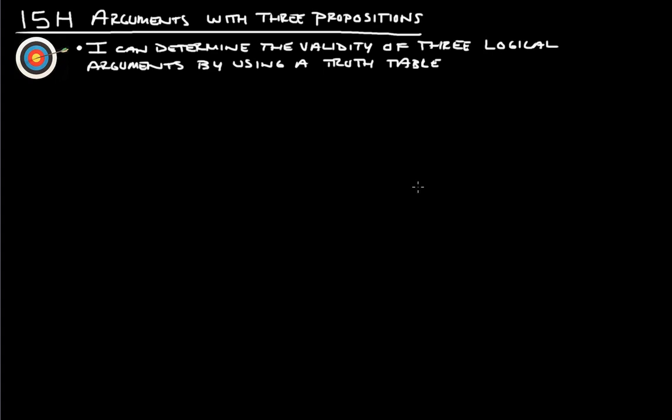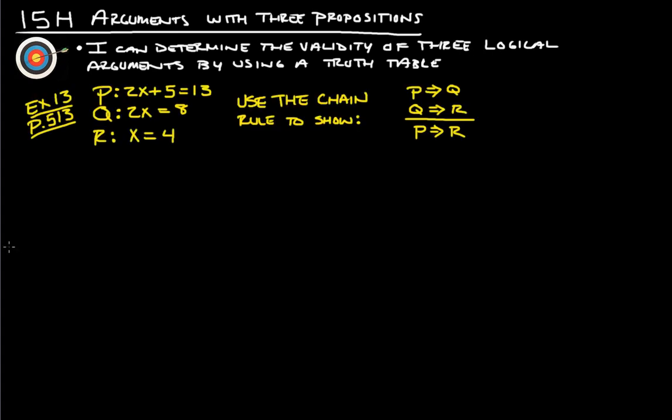I'm going to take you through the 15H notes on arguments with three propositions. At the end of this, you should be able to say, I can determine the validity of three logical arguments by using a truth table. All right, so let's get right into it.